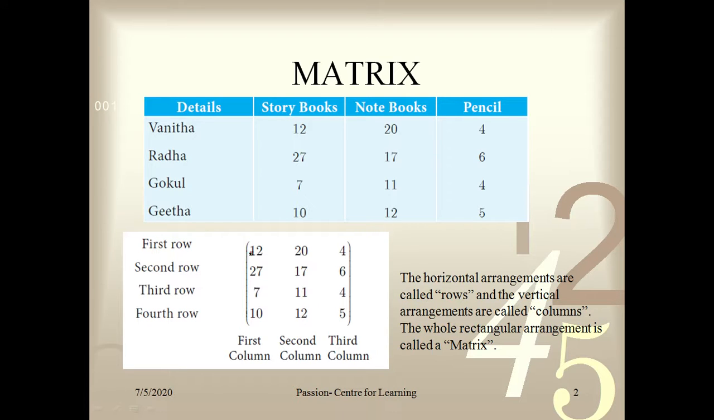So you can see this is the horizontal and this part is known as vertical. So the horizontal parts are called rows and the vertical are called columns. So such combinations of rows and columns is called the matrix. So this is your first row, second row, third row and fourth row, and this is first column, second column, third column and so on. This way we have to write down the matrix structure.